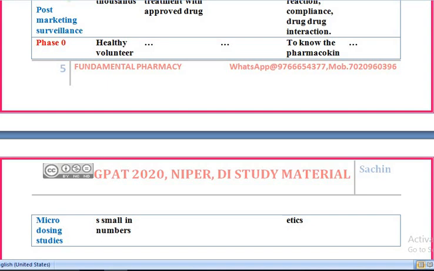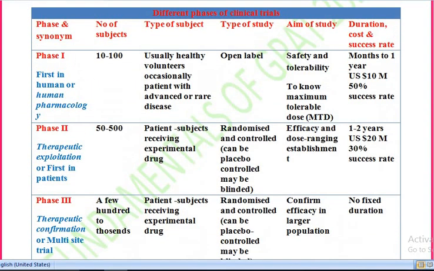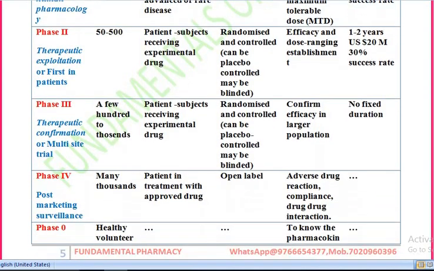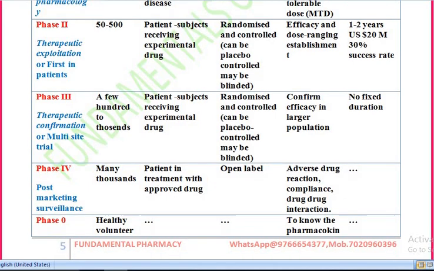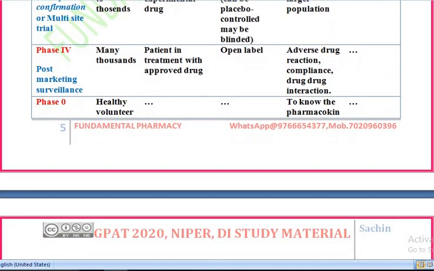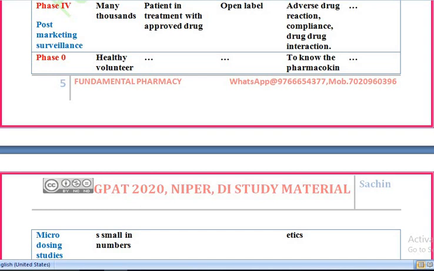These are the 5 phases of clinical trials. Phase first is nothing but human pharmacology. Phase second is nothing but therapeutic exploitation. Phase third is nothing but therapeutic confirmation. Phase 4 is nothing but post marketing surveillance. And phase 5 is not there. Phase 0 is nothing but microdosing study. Okay, so these are the different phases of clinical trials.